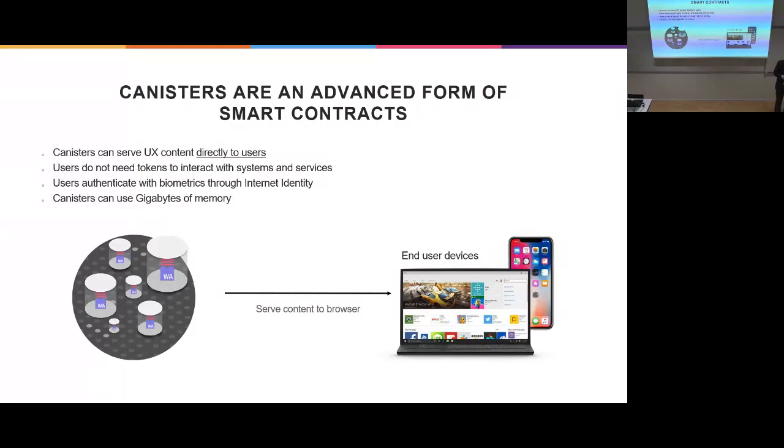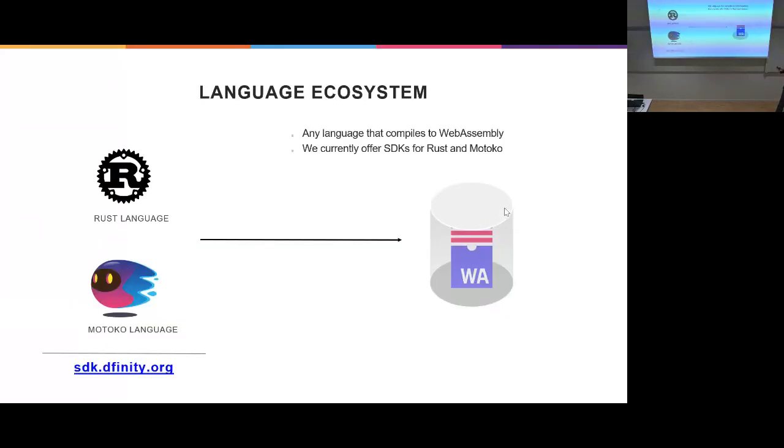Furthermore, users don't need gas or tokens in order to interact with canisters, so it makes it much simpler. Also, we have a very nice user experience in terms of how users authenticate. They can use biometric authentication based on WebAuthn using our Internet Identity system. And canisters can scale up very well. So a single canister can consume tens or hundreds of gigabytes of memory if you want. So you can build scalable services.